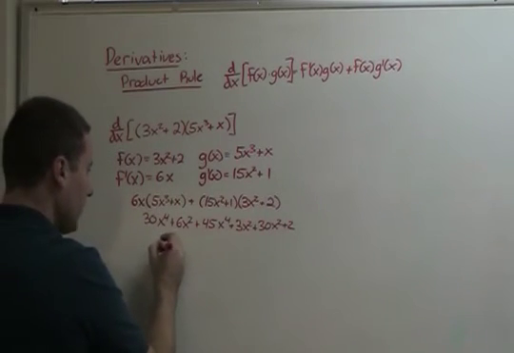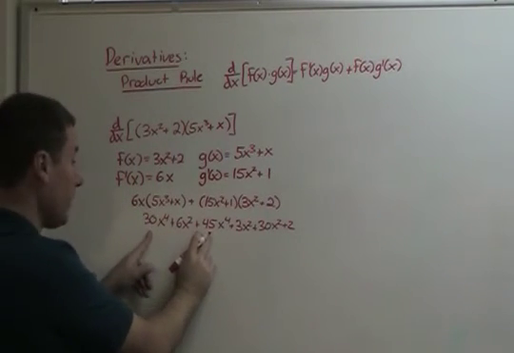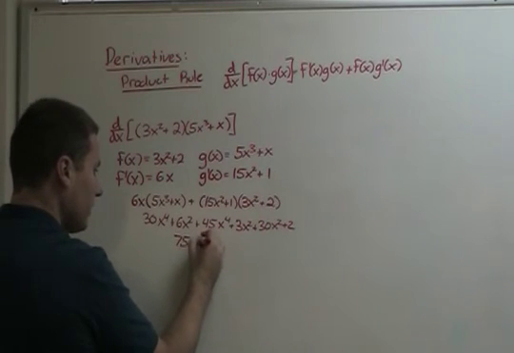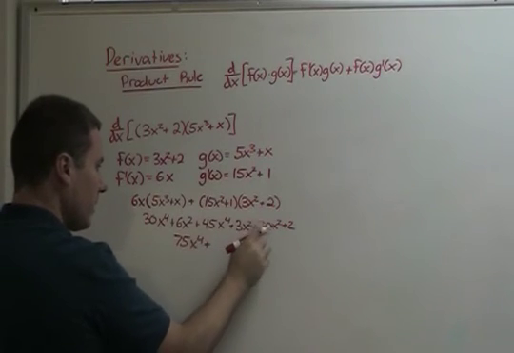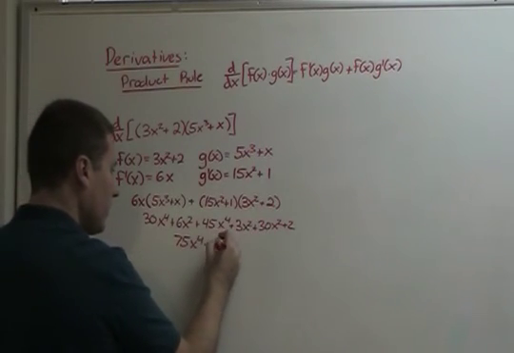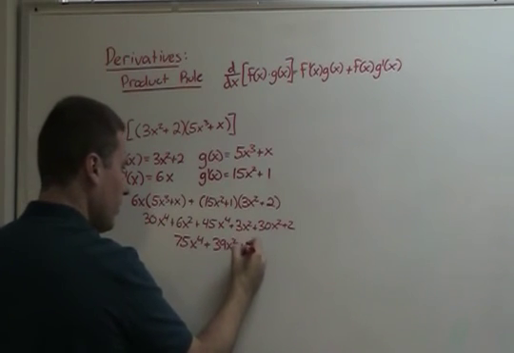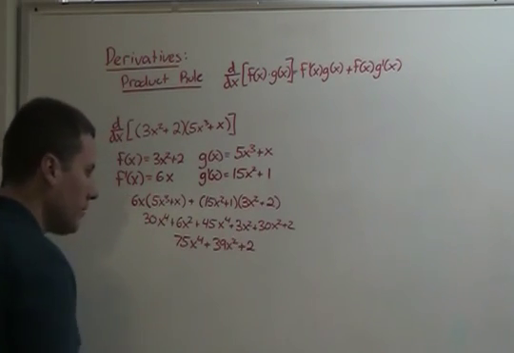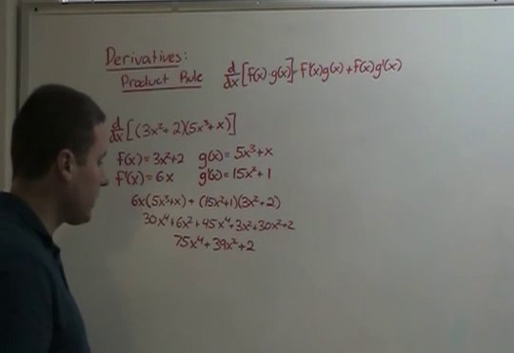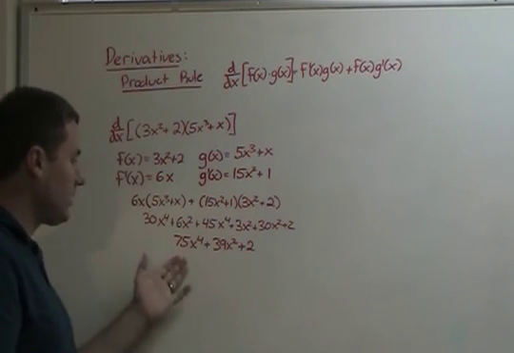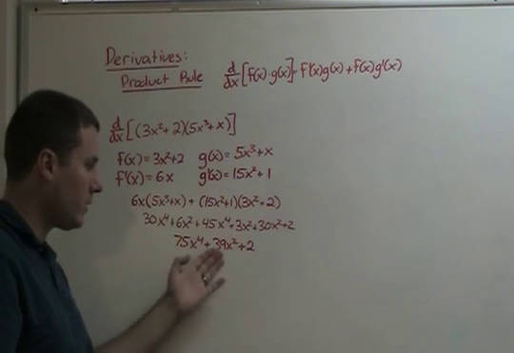Combining like terms, I see that I have a 30 and a 45, x to the 4th, so that's going to be 75x to the 4th plus 6x squared, 3x squared, and 30x squared is 39x squared. And then plus 2. Now, I'm pretty sure that that doesn't factor, but that is our final result. So the derivative of this term is 75x to the 4th plus 39x squared plus 2.